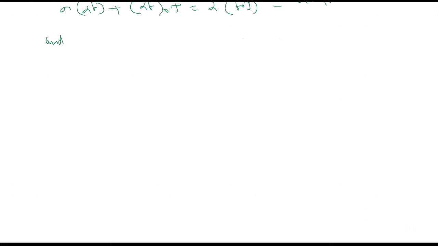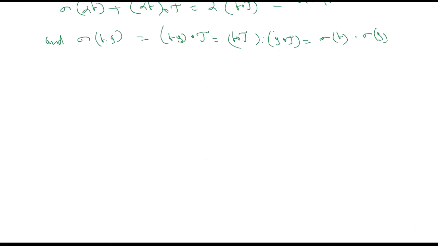And sigma of f into g equals (f into g) circle tau, which equals f circle tau into g circle tau, that equals sigma of f into sigma of g.